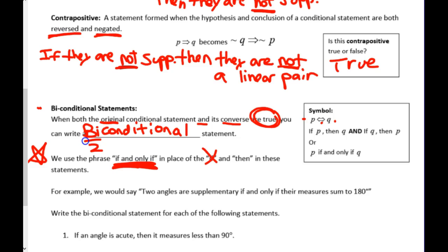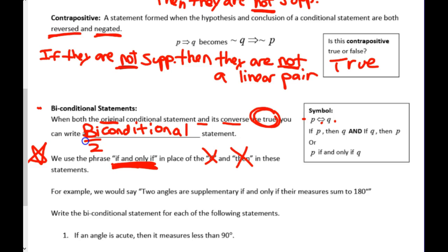You don't use if, and you don't use then. So every other one uses if and then, right? This is the only one where there's no if and no then. What do you use instead? If and only if. I want everyone to say that. If and only if. Say it. If and only if. Good.